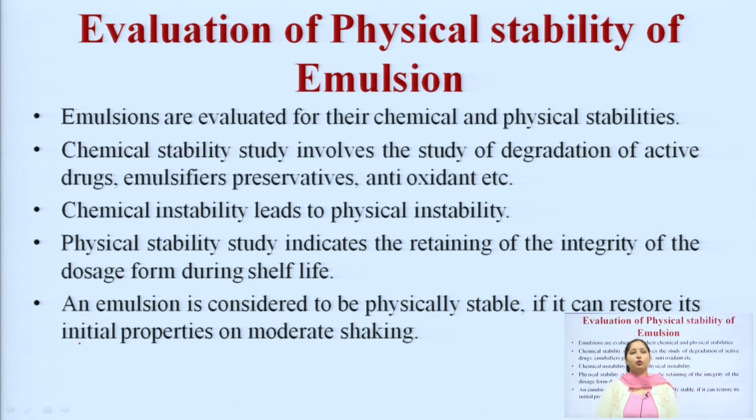Chemical instability leads to physical instability. Okay. So, because of chemical instability, physical instability will take place. A physical stability study indicates the retaining of the integrity of the dosage form during shelf life. An emulsion is considered to be physically stable if it can restore its initial properties on moderate shaking. So, an emulsion is considered stable if it is able to sustain its initial properties, as they were at the time of manufacture, on moderate shaking.